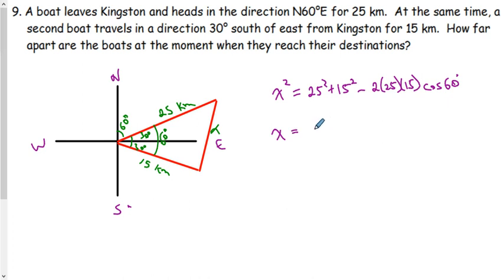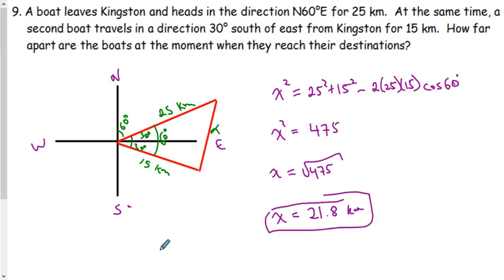Let's work that out. I'm going to leave that up to you, but you should be getting 475. 25 squared, 15 squared, those are added. We're subtracting all of this other stuff. Okay? So, that's x squared. So x is going to be the square root of 475. What's that work out to? 21.8 kilometers. Let's throw a therefore statement on there as well. Therefore, the boats are 21.8 kilometers apart.